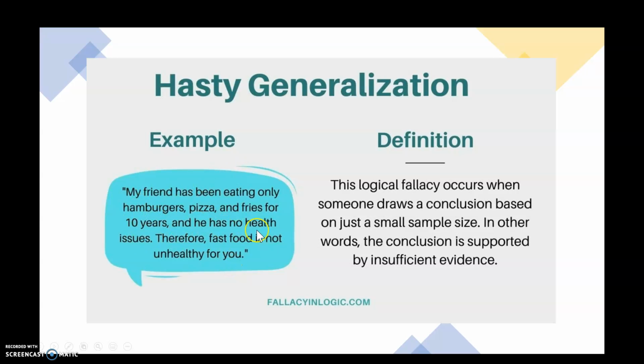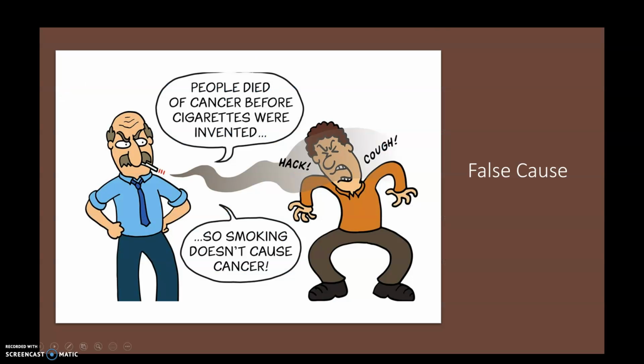Well, the friend might be exercising. The friend might actually be eating other things. There might be genetic things. The friend might be 5 and thus at 15 is unlikely to be showing a whole lot of health issues. Or might have been 5 when they met and is now 15. You know, there's a lot of things that could be causing that are not that fast food is not unhealthy for you. So this picture was nice enough to provide a definition. This logical fallacy occurs when someone draws a conclusion based on just a small sample size. In other words, the conclusion is supported by insufficient evidence.